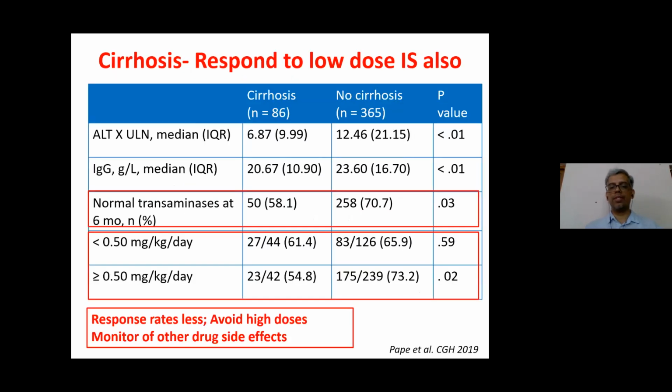Interesting data suggests two things. One, your patients with cirrhosis will also respond to treatment with steroids, but the numbers are less. Almost 60% of cirrhotic patients will have a remission at 6 months as compared to 70% who do not have cirrhosis. And low dose, that is less than 0.5 milligram per kg per day of prednisolone, may do equally well as compared to a higher dose.